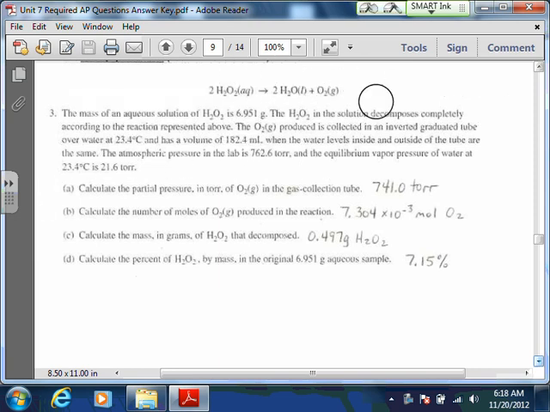And so then the last thing that they're asking here is find the percent by mass of H2O2 in that original aqueous sample. So then you just take the 0.497 divided by the 6.951, and that'll tell you what percent of that original solution actually was hydrogen peroxide, and then we can assume that the rest of that solution is water. Okay.